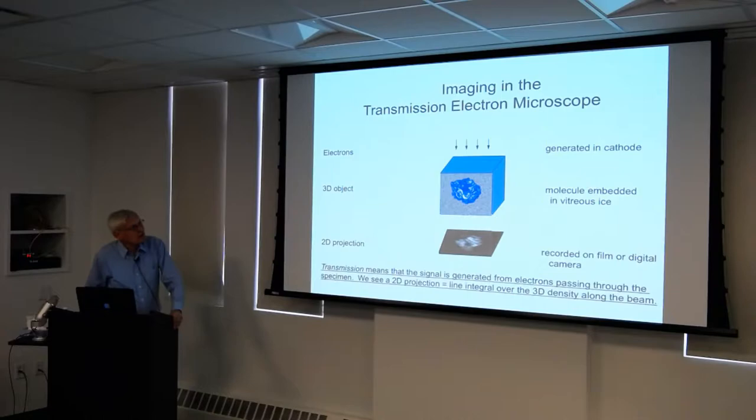The imaging in a transmission electron microscope means that we get parallel projections. These are line integrals through the object, and it's unique to transmission. Transmission means that the image is formed by electrons that go all the way through, as opposed to scanning, backscattering kinds of microscopes.